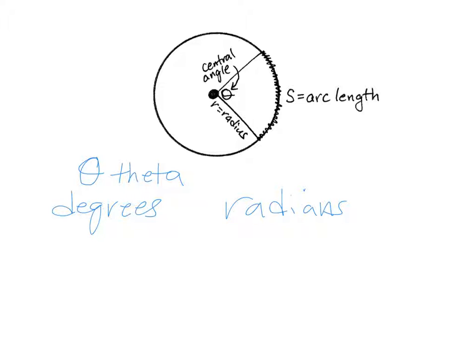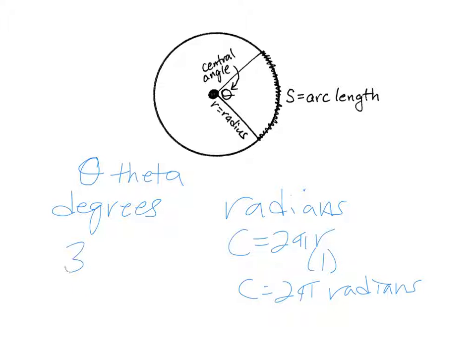So remember from geometry that the circumference of a circle is C equals 2 pi r. Well, suppose the radius is 1. Then the distance to go around the entire circle one time is 2 pi, and we say it's 2 pi radians to go once around our circle. In degrees, once around the circle is 360 degrees. So 2 pi radians is equal to 360 degrees.